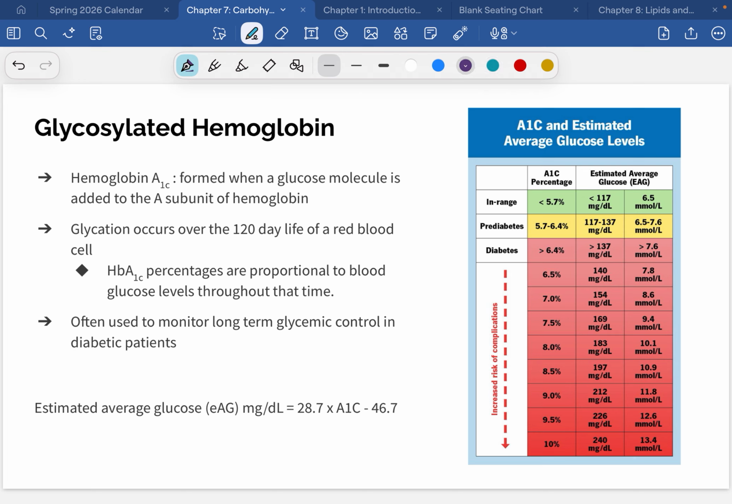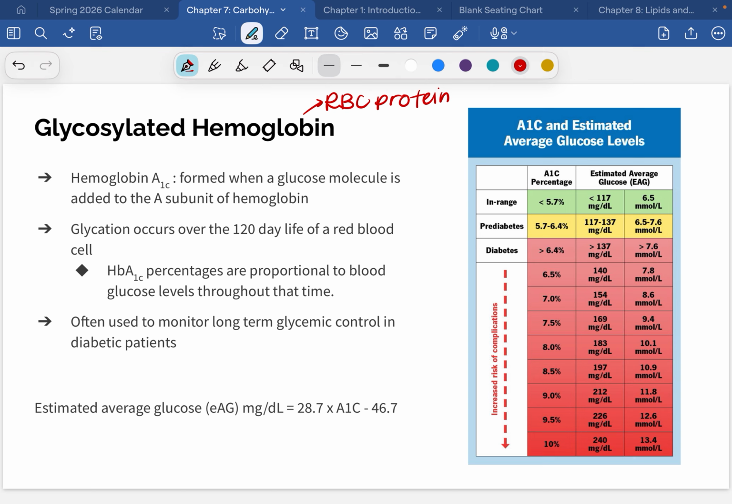It's not new, but it's relatively new in terms of diabetic management. And what this is, is glycosylated hemoglobin. Hemoglobin is a red blood cell protein that carries oxygen. We'll talk more about this later, but hemoglobin is a protein found inside of our red blood cells that carries oxygen.